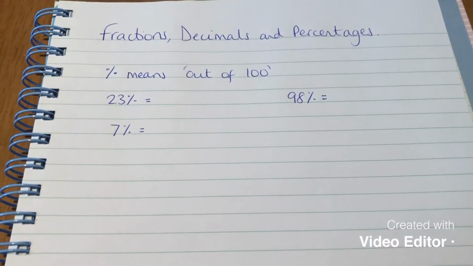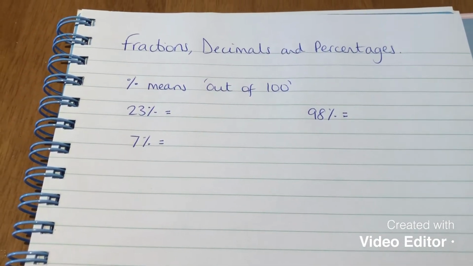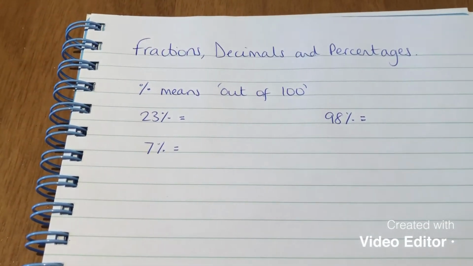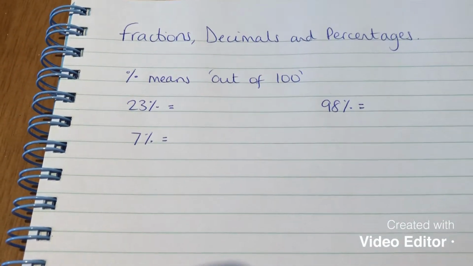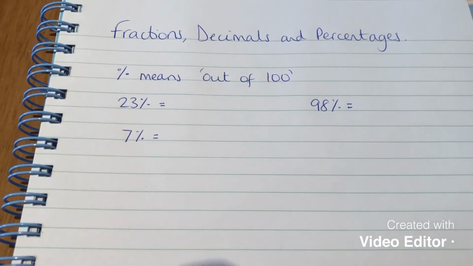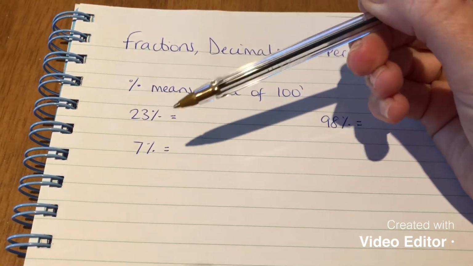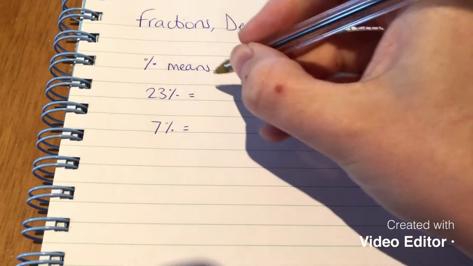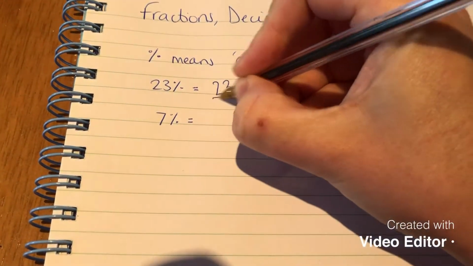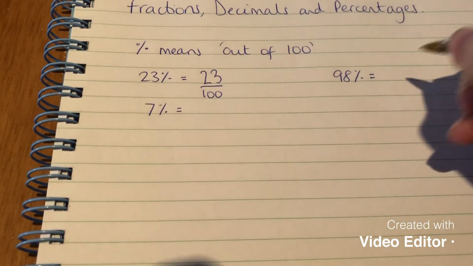So the first thing I'm going to start with is just reminding you that that word percentage or percent means out of 100. Okay, so that's really easy to turn percent into a fraction, because 23% literally means 23 out of 100. So if I was going to write that as a fraction, it would be 23 out of 100. 98%, exactly the same.